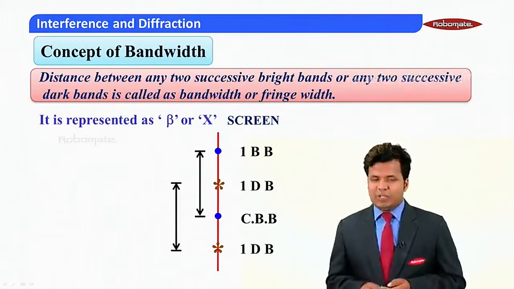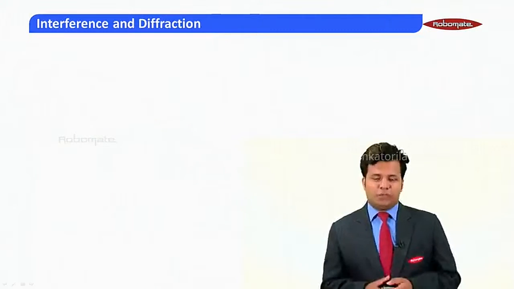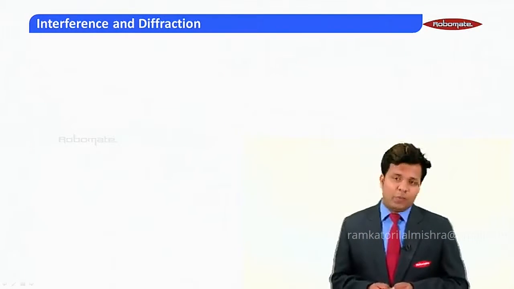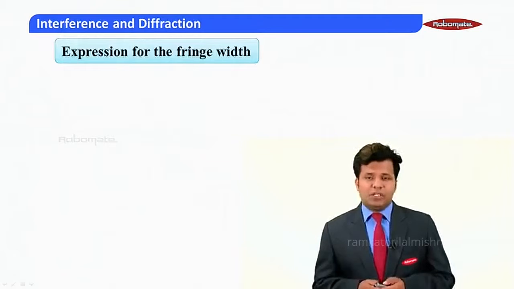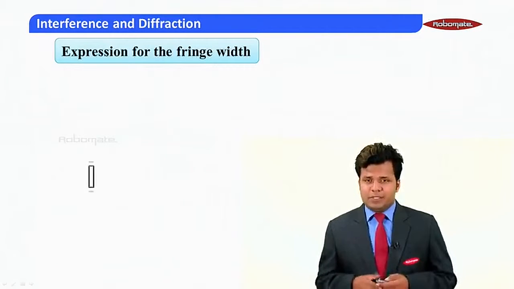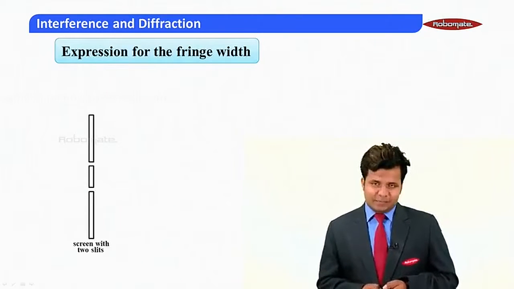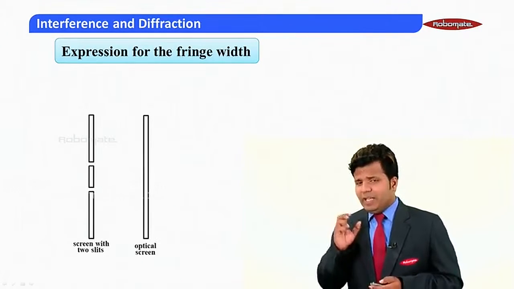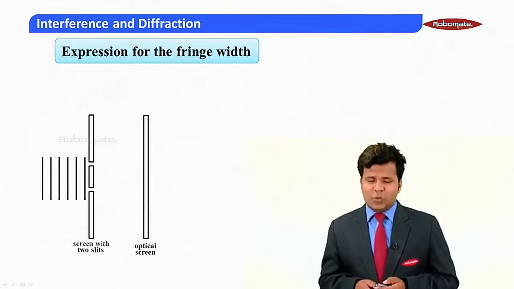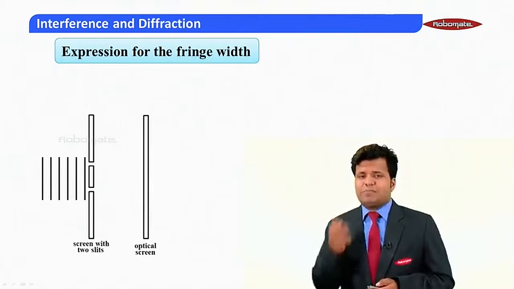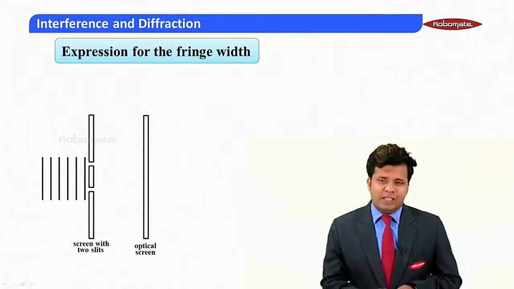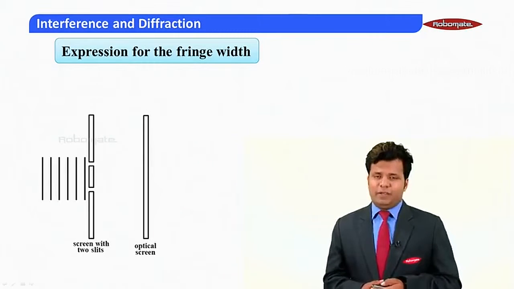Students, let us try to derive an expression for this fringe width. Now, in order to derive this expression, we need an experimental setup. So here is my setup. I'm having a screen with two slits. So whenever it is exposed to one single source, it will give me an interference pattern on the optical screen kept exactly ahead of it.